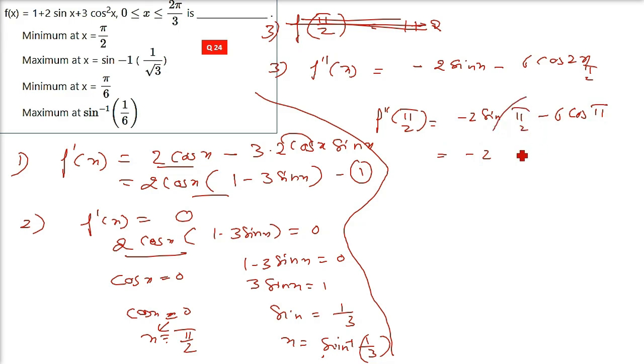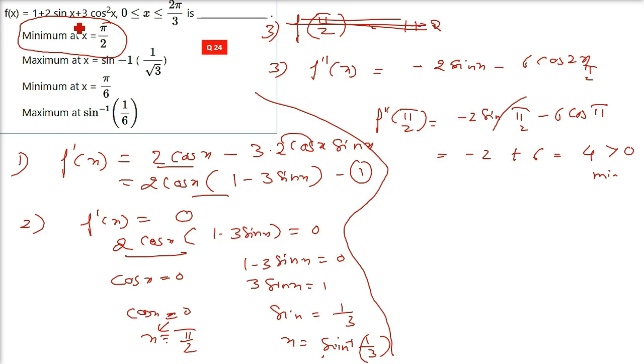When we put pi by 2, it will be minus 2, 6 cos pi is minus 1. So you get 6 minus 2. 4 is positive, that is greater than 0. You are going to get minimum value here. So minimum at x equals to pi by 2 is proved here. We have already showed it.